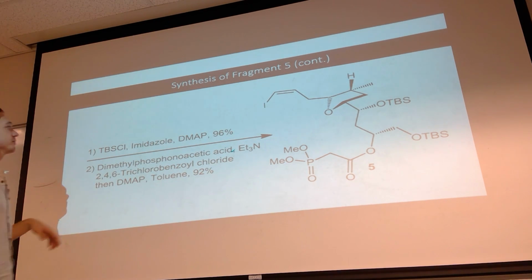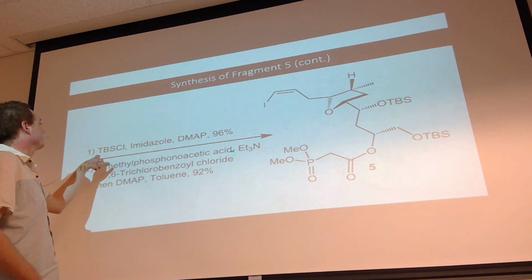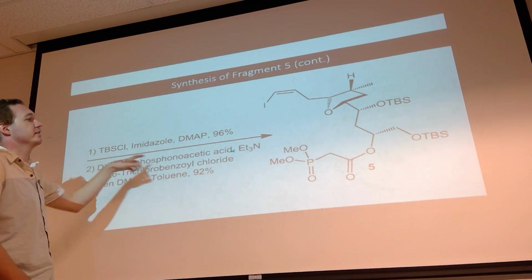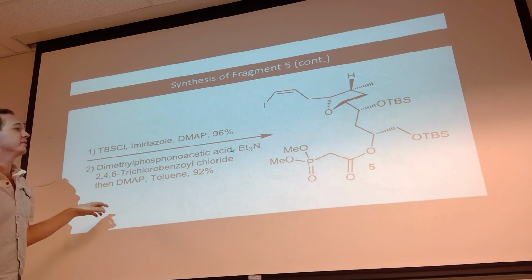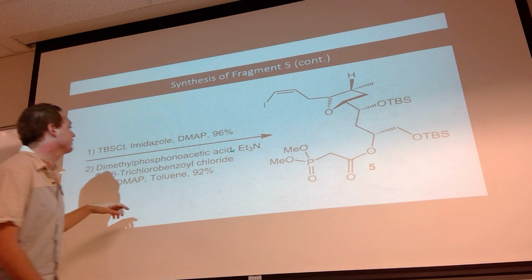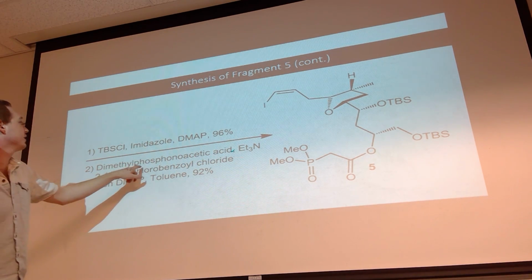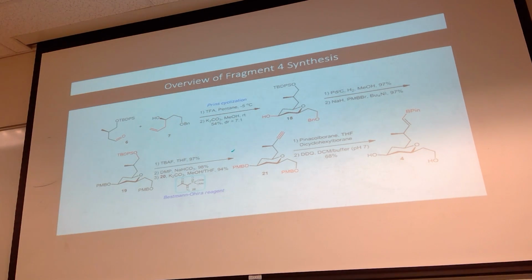That diol product is protected by TBS. Those hydroxyl groups are protected by TBSCl, and as you can see, TBS groups right there. And then the primary alcohol gets turned into a phosphonate by this dimethyl phosphoacidic acid. All right, so then we need 4 and 5 to create 2.